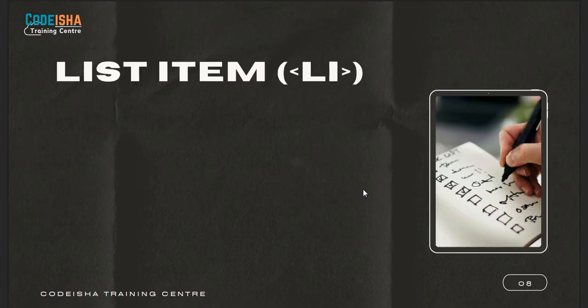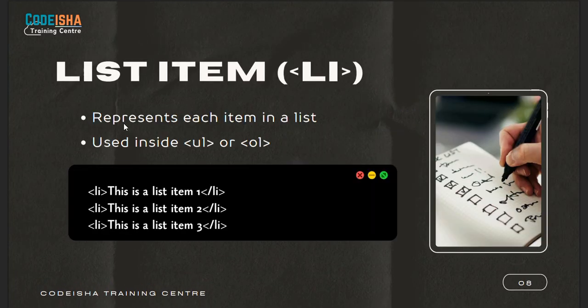And coming to the list item, see here, the list items represent each item in the list. Whatever content and points we have, whether points or numbers, it will represent those things. We use the list item tags inside both the unordered list and the ordered list.